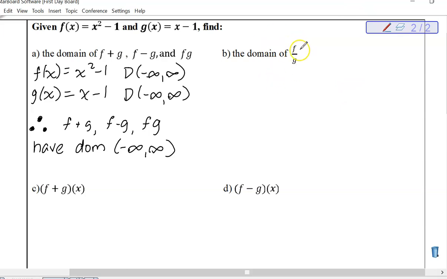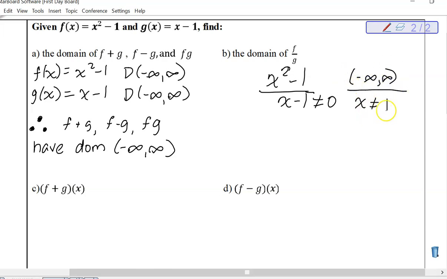The domain of f of x over g of x. So that would be x squared minus 1 over x minus 1. Now I've introduced a restriction. There is a restriction in your denominator. X cannot equal 1. In my numerator, my domain is everything. In my denominator, x cannot equal 1. So where do they overlap? So the domain of f over g is from negative infinity to 1.